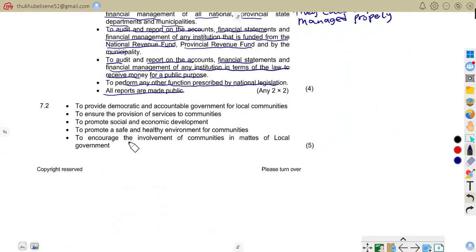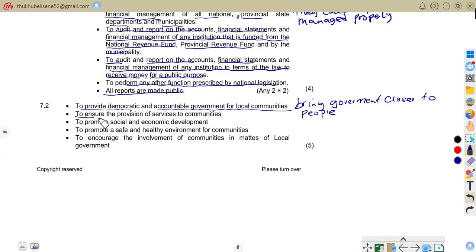7.2, where we are to discuss objectives of local government. Local government is to provide democratic, accountable government for local communities. They bring government closer to people. For example, local councillors reporting to their communities.